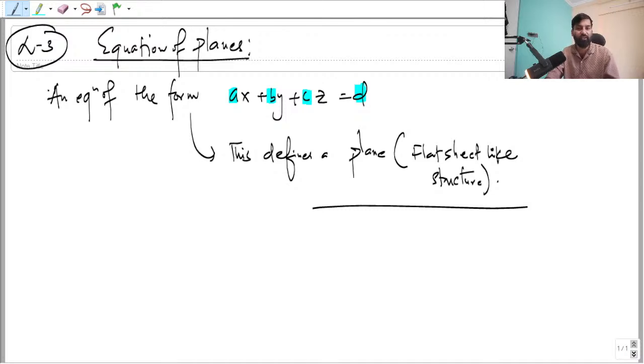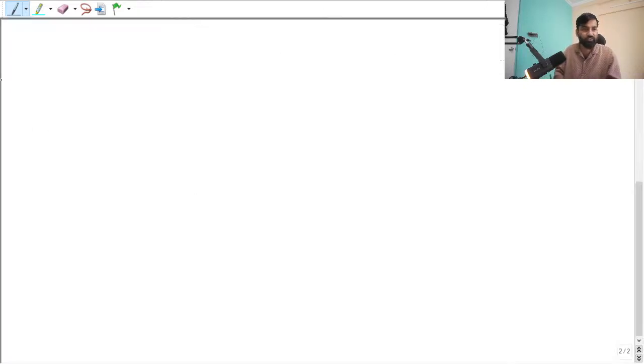The very first example is the equation of a plane through the origin. Plane through origin.